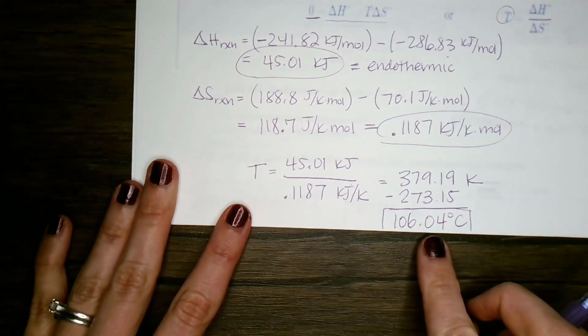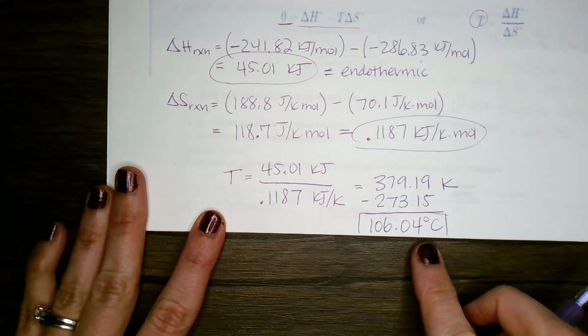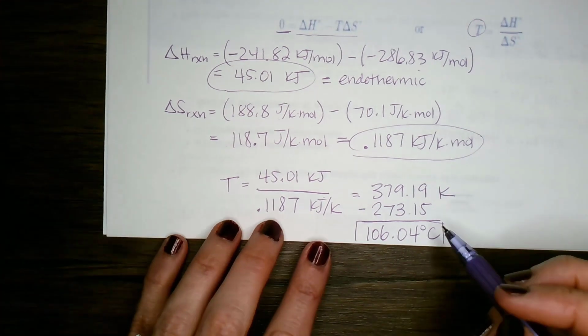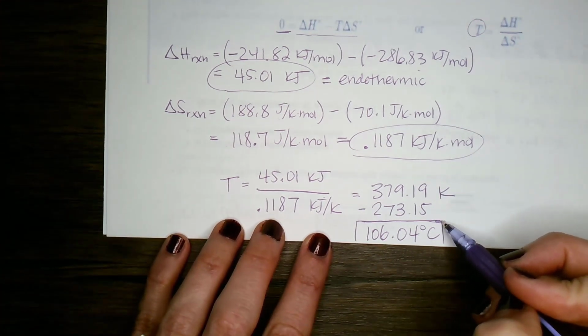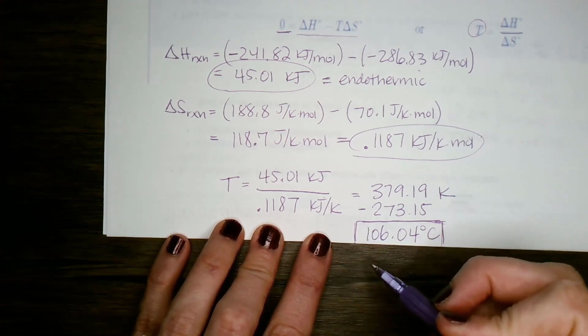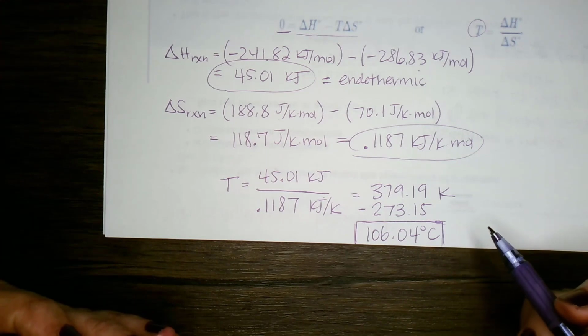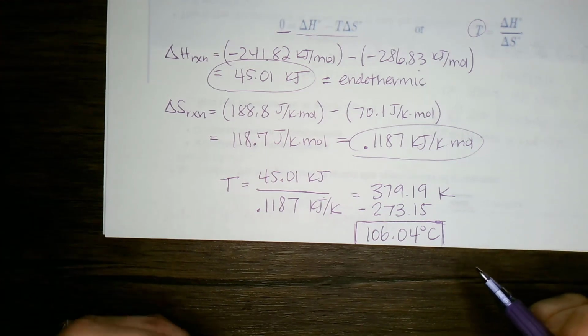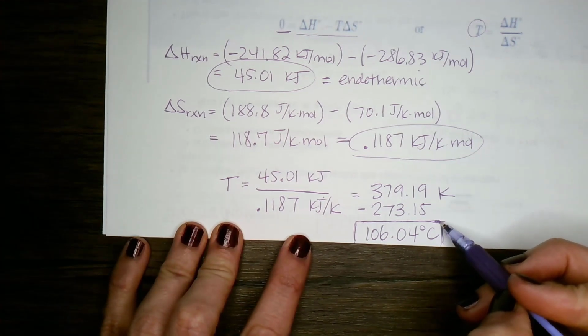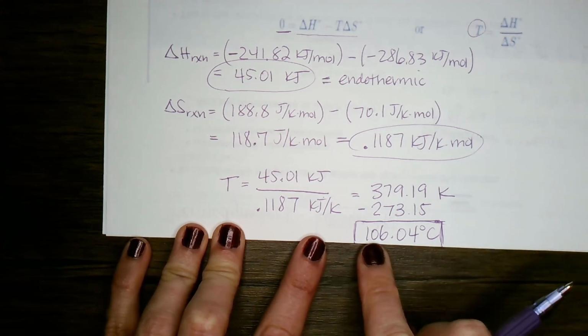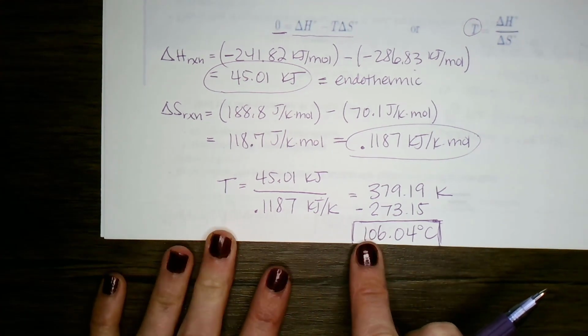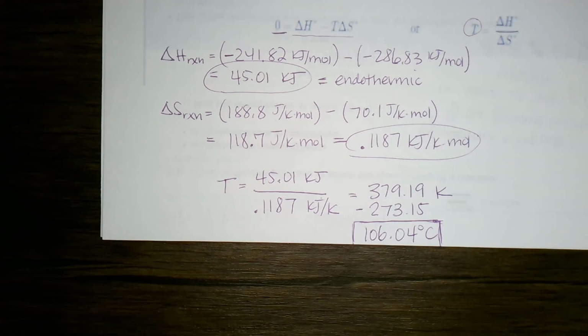We know that boiling points are pressure dependent. So depending on where you're located, and I mean, we say that water boils at 100 degrees, but that's at standard pressure. So depending on where you are, that boiling point can fluctuate a little bit. So here we just found out that this water's boiling point is 106.04 degrees Celsius.